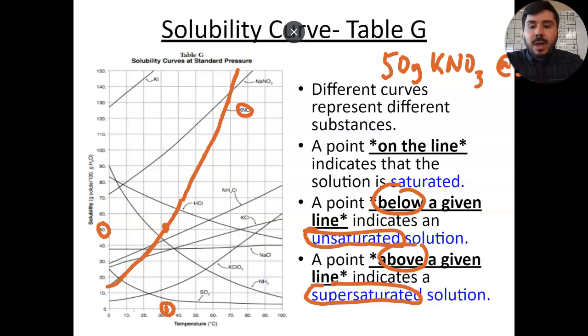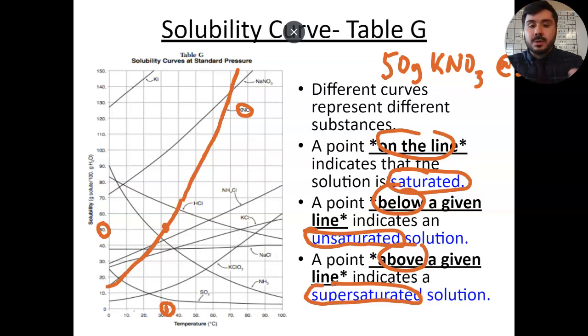So we now have a plotted point right on our curve for potassium nitrate, for KNO3. If you plot a point right on the line for whatever curve you're referring to, in this case KNO3, that means on the line is a saturated solution. So if you plot a point on the line, you've got what's known as a saturated solution.